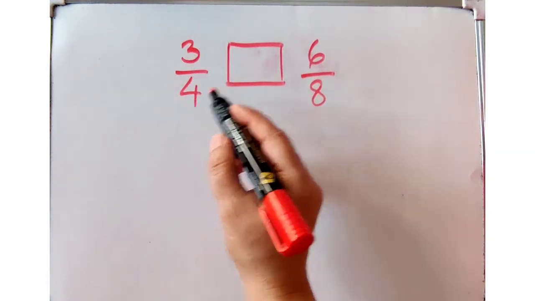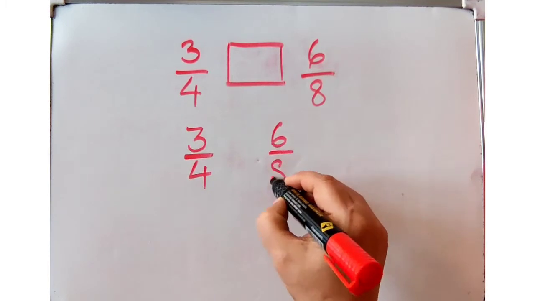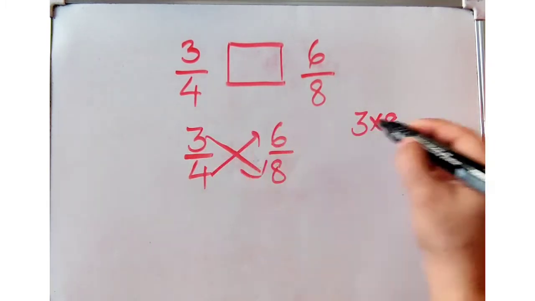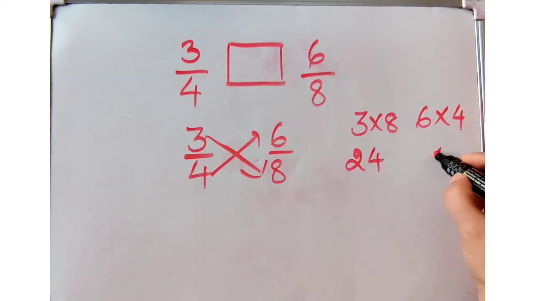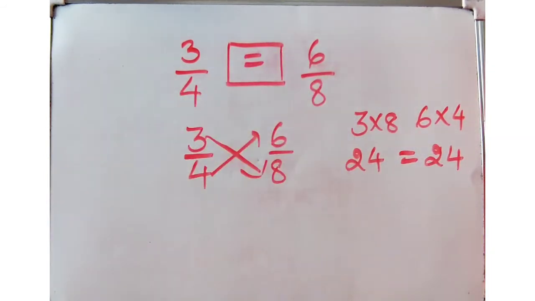Next we have to compare 3 by 4 and 6 by 8. So comparing 3 by 4 and 6 by 8, I will multiply 3 into 8 and 6 into 4. 3 8s are 24. 6 4s are 24. Both are equal. Therefore these both are equivalent fractions. Hope cross multiplication method is clear to you.